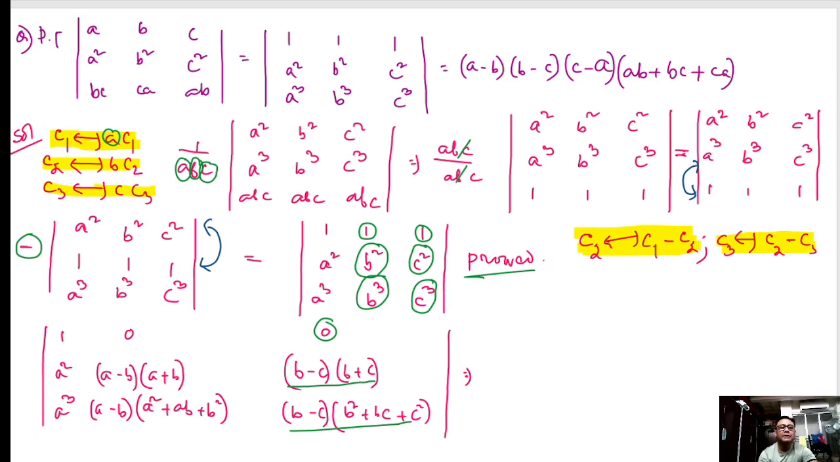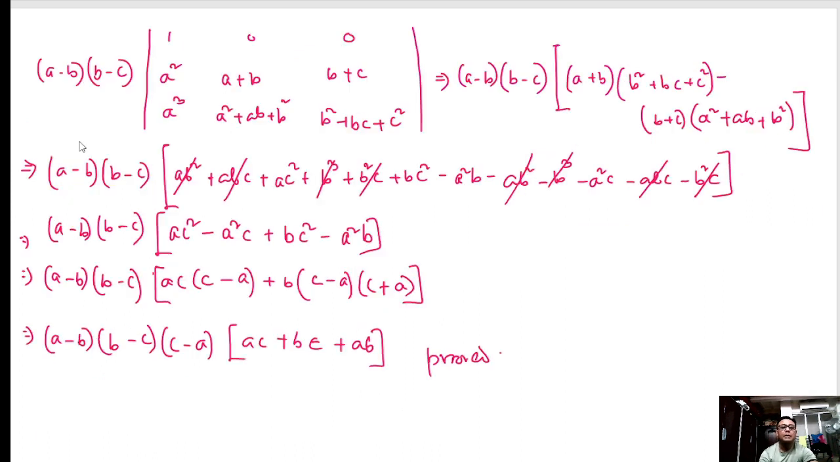Now as we can see from here that we can take something common. Please watch here. I can take an A minus B common from the second column. I can take B minus C common from the third column. So it becomes what? I took A minus B common, it becomes this.